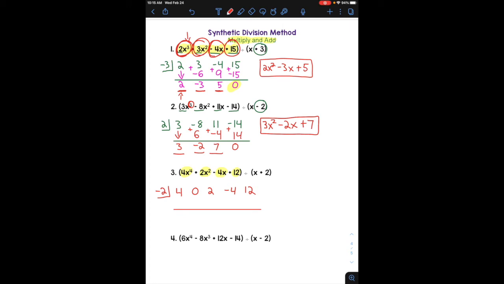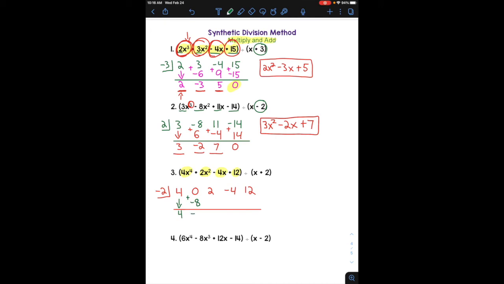In problem number 1 and 2, we did not have to put a placeholder in because every degree or every term was there. Since the x cubed term is missing in problem 3, we put our placeholder of 0 in. We can now continue the process of synthetic division, dropping down our first coefficient, and we're going to multiply diagonally and add. Negative 2 times 4 is going to give us negative 8.